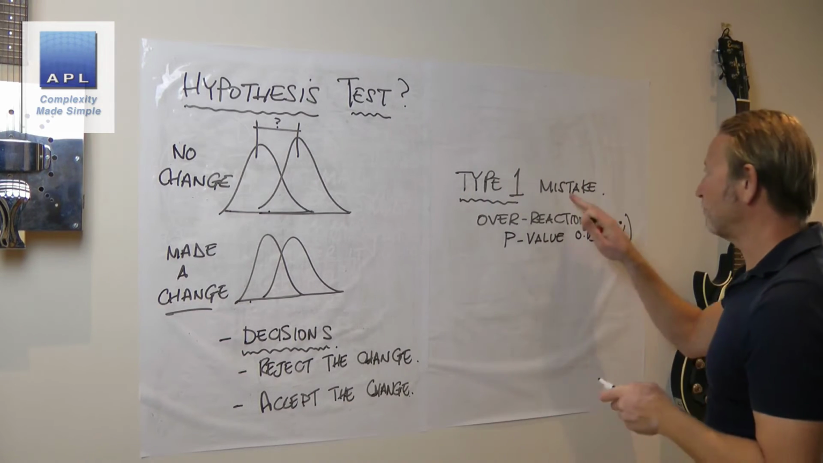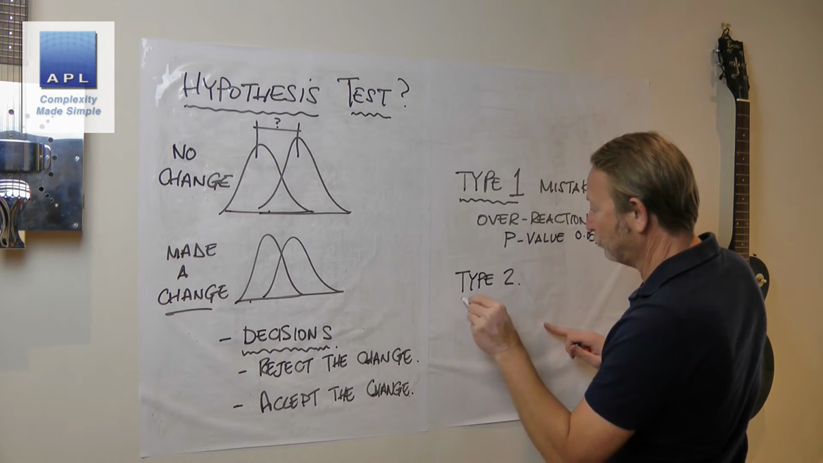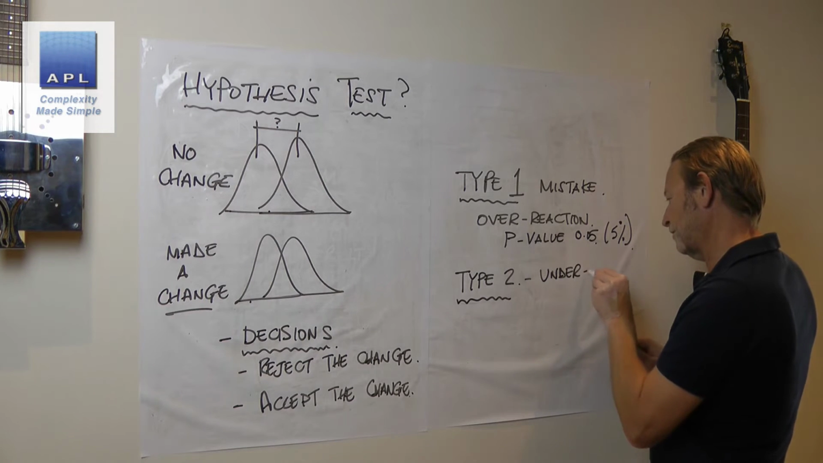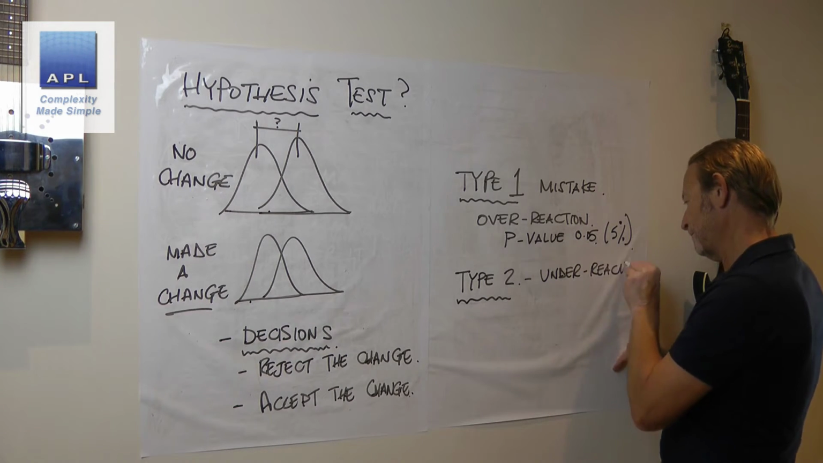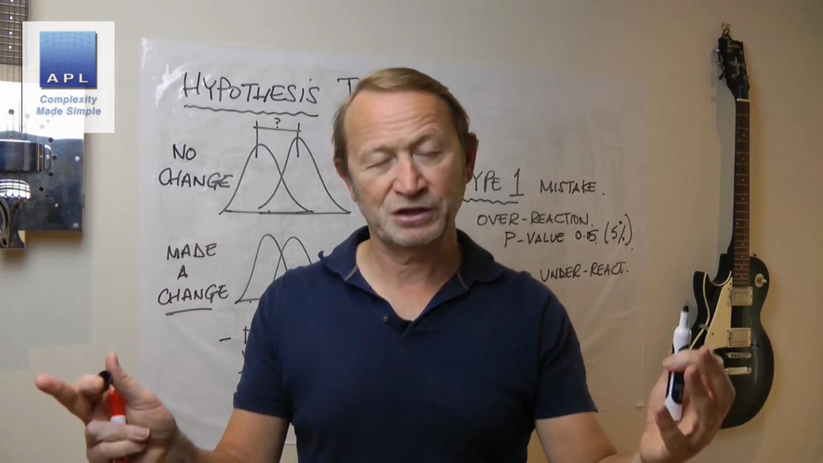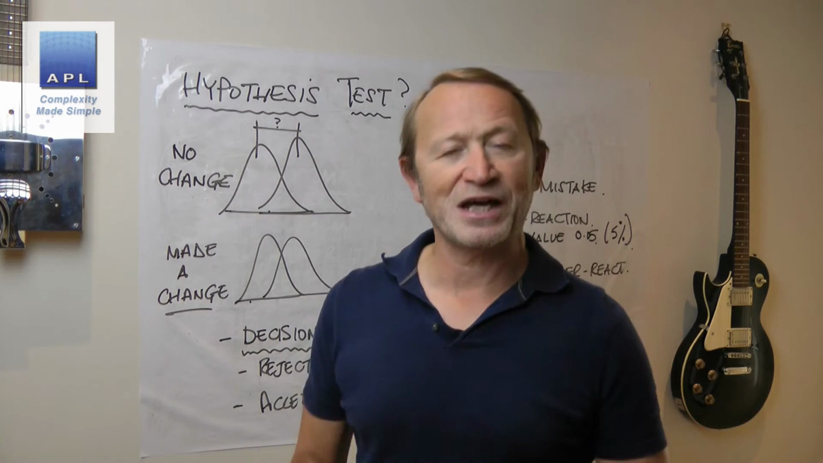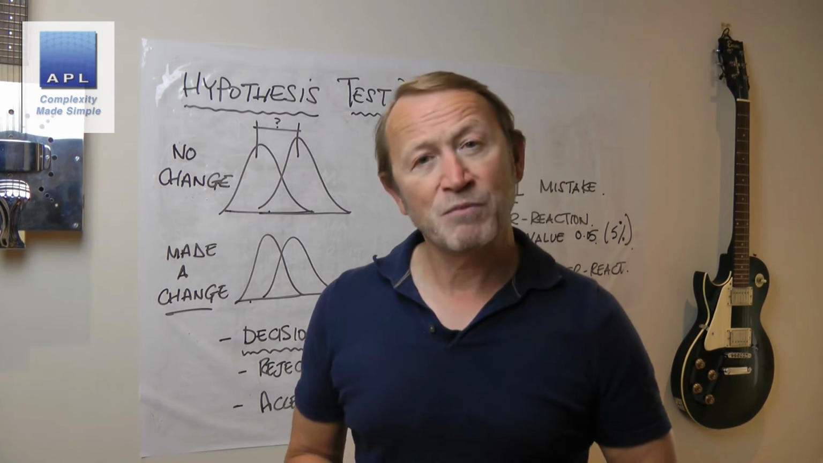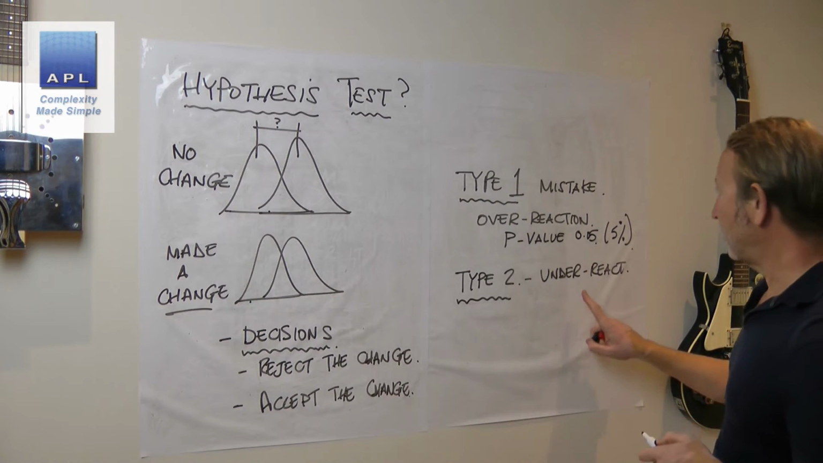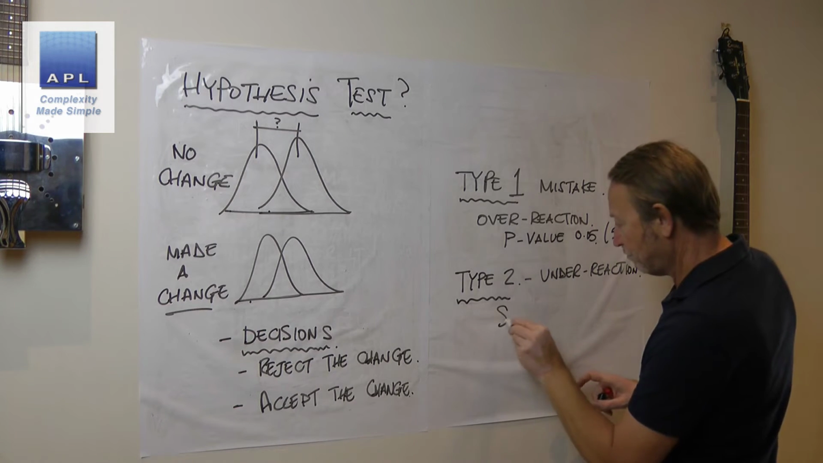But of course, the other type of mistake is type 2. Type 2 is that you underreact. So type 2 is there is really a change, there's really been an effect to the result, but you don't accept that. You think that the process is still stable, the process has been unaffected by your new way of working. Now, the type 2 error, which is known as underreaction, this is controlled by sample size.